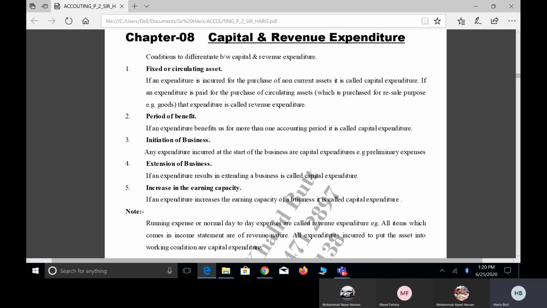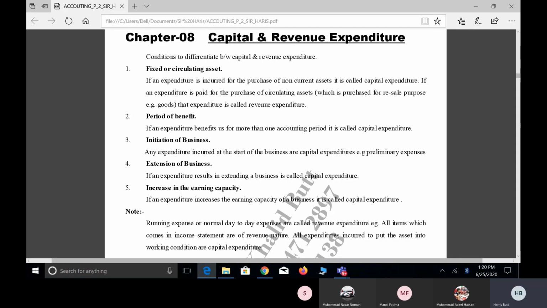But if the expenditure is incurred on the purchase of goods or any other stuff which is purchased for resale purpose, then it is a revenue expenditure. These are the names which we use. Remember first, all items which come in the balance sheet are of capital nature. Building, machinery, motor vehicle, current assets, capital, liabilities, loan, they are of capital nature.